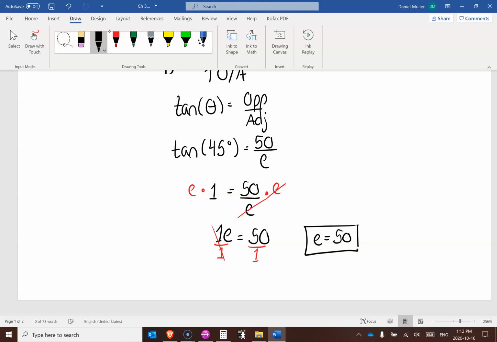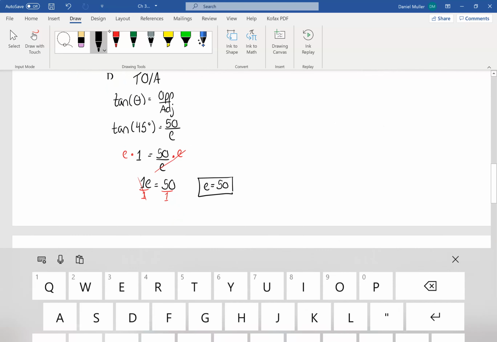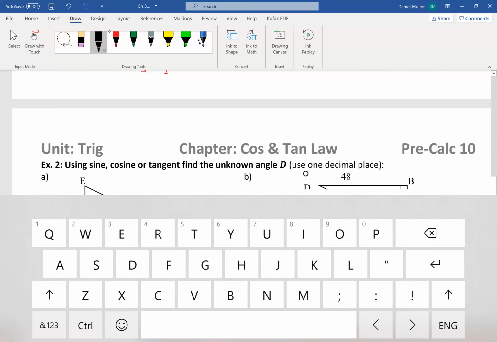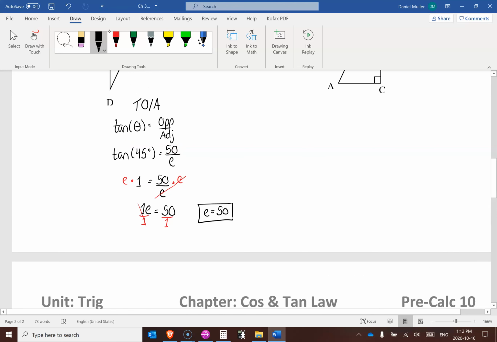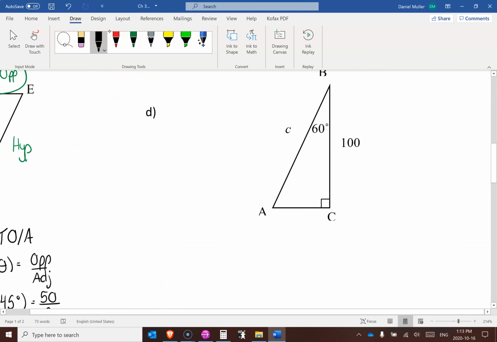So what was tricky about this question? Nothing really, except the thing that was different was that we had E on the bottom, and I needed to multiply both sides by E so that I could cancel those out. Now E is on the left, which is fine, so I had to divide by 1. Okay, so let's try another one here.